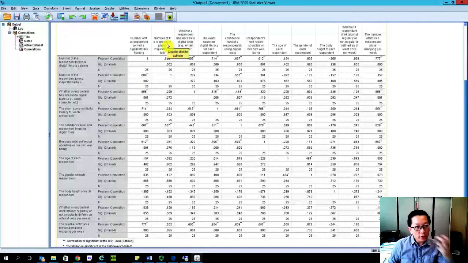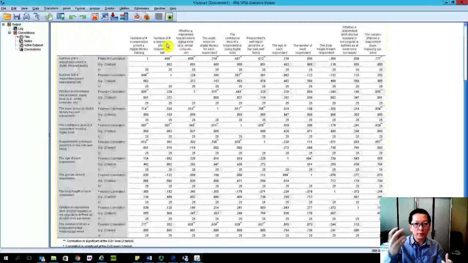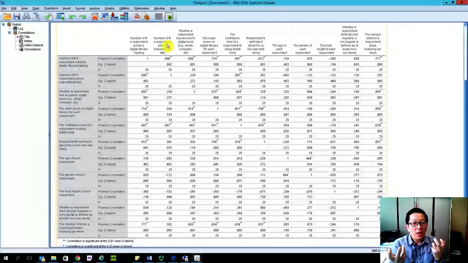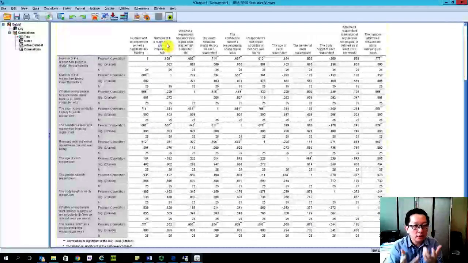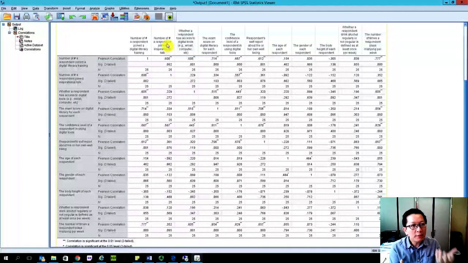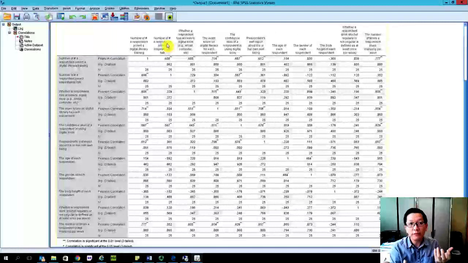So when the person joined the digital training and the person joined the inspirational talk, they are always correlated, which means I don't know what caused what, because this is not about causation, it's just correlation. Do they have a relationship or not? Well, the data here shows that how many times you have joined digital literacy training is strongly and positively correlated with the number of times that this person joined the inspirational talk.